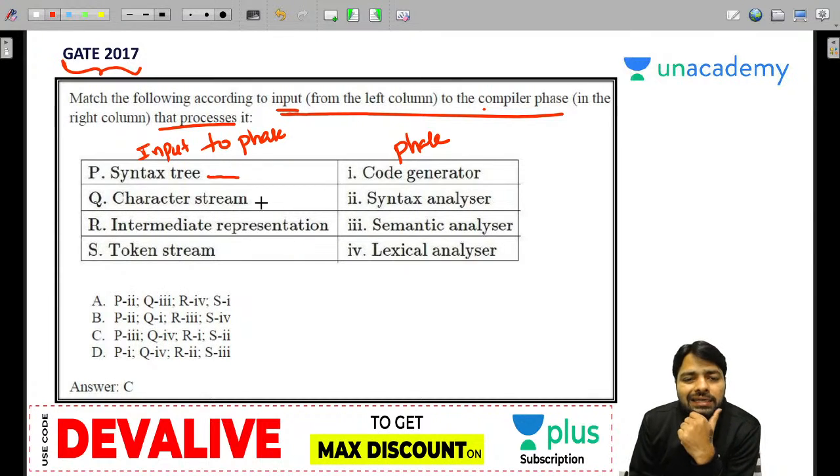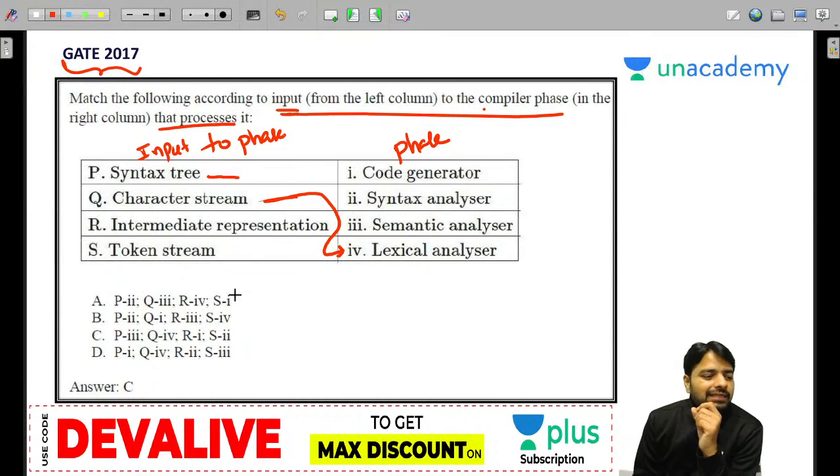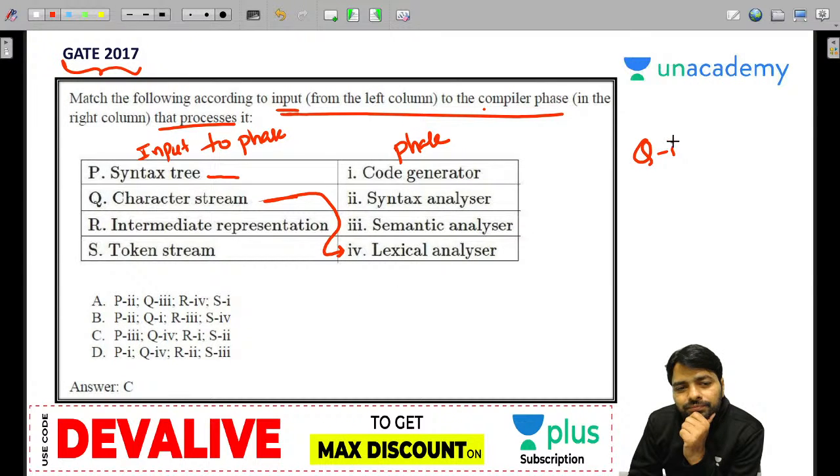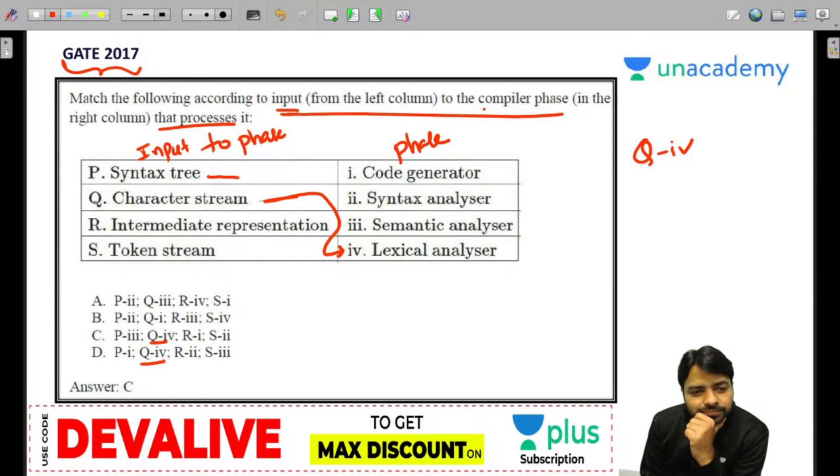Wait. Character stream is an input to Q. Character stream means your program guys. Token stream तो syntax के लिए. I'm just waiting. Q से start किया, मैंने P से start नहीं किया. I will tell you the reason later. Okay. Q 4 बन गया. Q is 4 and R is intermediate representation.